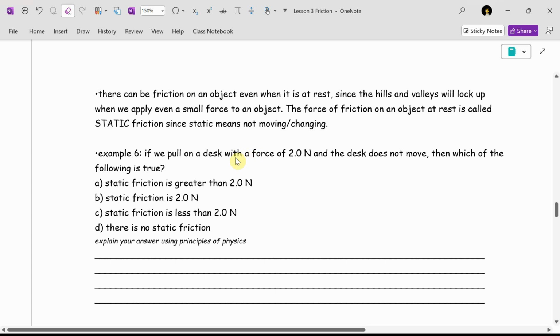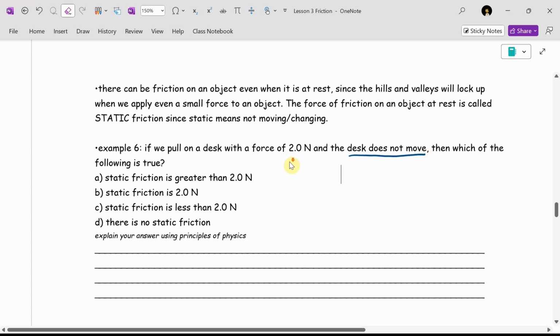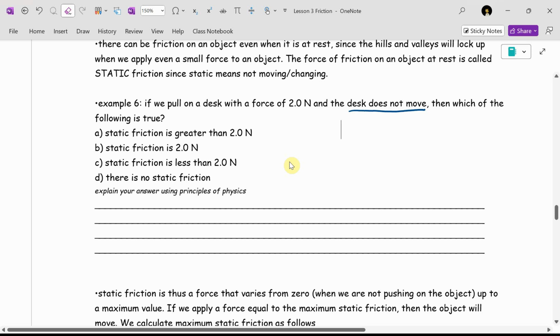Ooh, here's a thought puzzle. Suppose we pull on a desk with a force of 2 newtons and the desk does not move. Which of the following is true? We're going to vote. A, static friction is bigger than 2 newtons. B, static friction is exactly 2 newtons. C, static friction is less than 2 newtons. Or D, there is no static friction.